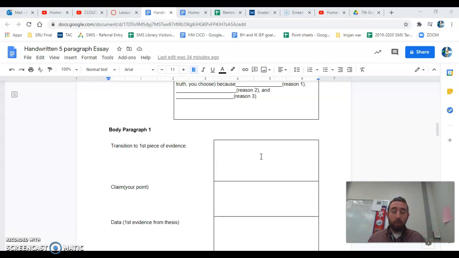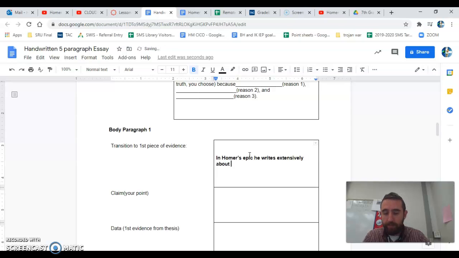Same thing with your writing. If you just randomly throw facts on paper, it's not going to make sense to the reader. You got to transition, okay? So if you want to talk about the weapons and the armor, right? You're going to have to transition, right? So you might say something like, in Homer's epic, he writes extensively about the warfare of the time.